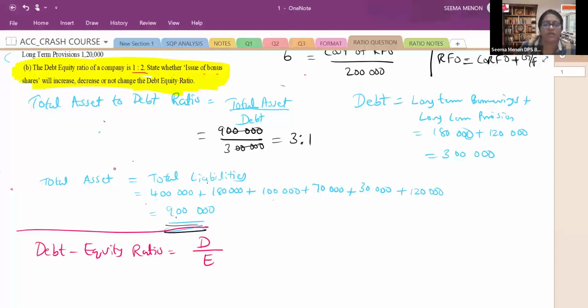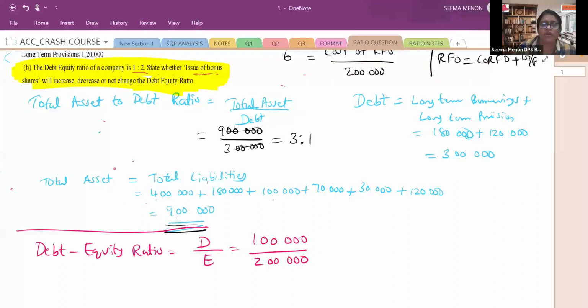So here it is 1:2. So I'm taking it as 1 lakh. 1:2 means you can take any amount. 10 lakh upon 20 lakh, that also you can take. I'm taking 1 lakh upon 2 lakh. My debt is 1 lakh, and I have equity that is double of it.